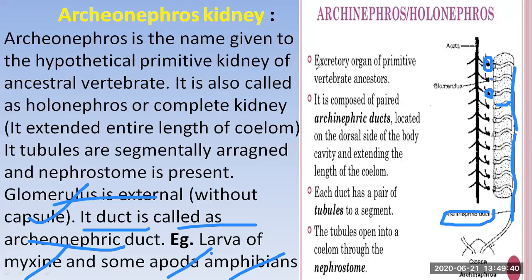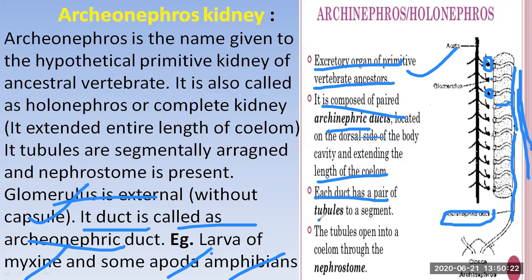Another property of the Archaeonephros kidney: it is the excretory organ of the primitive vertebrate ancestors. We generally consider our ancestor to be a fish. So vertebrate ancestors had a very primitive, or hypothetical, kidney. It is not actual, but we generally assume it. It is composed of the paired Archaeonephric duct, located on the dorsal side of the body cavity, extending the length of the coelom. Like the kidney, you have to note its location, and the same applies here.